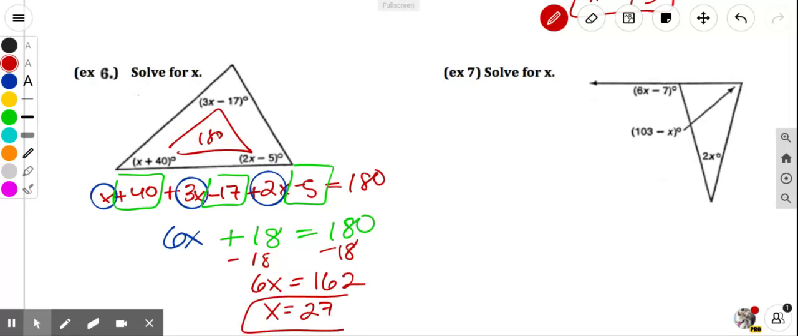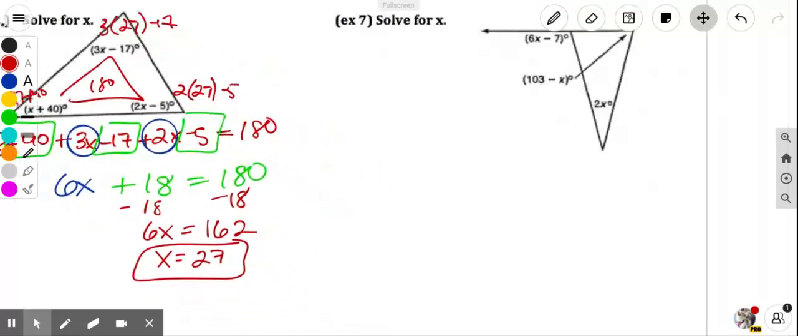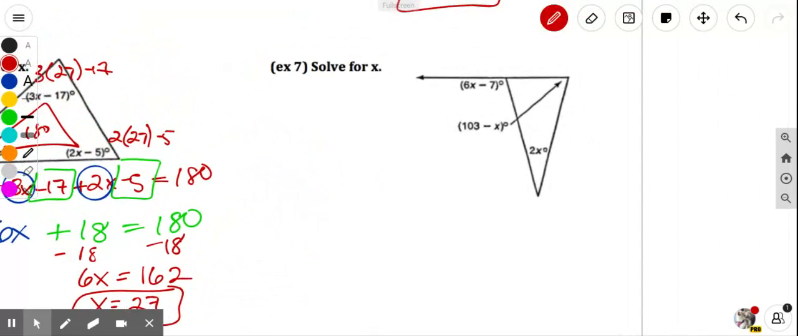Remember, if I asked you to find the measures of the angles, you would just plug in 27. So like over here, you do 27 plus 40. Over here, you would do 3 times 27 minus 17. And over here, you do 2 times 27 minus 5. I didn't ask that here, but that's what you would do if you were asked to find the measures of the angles.